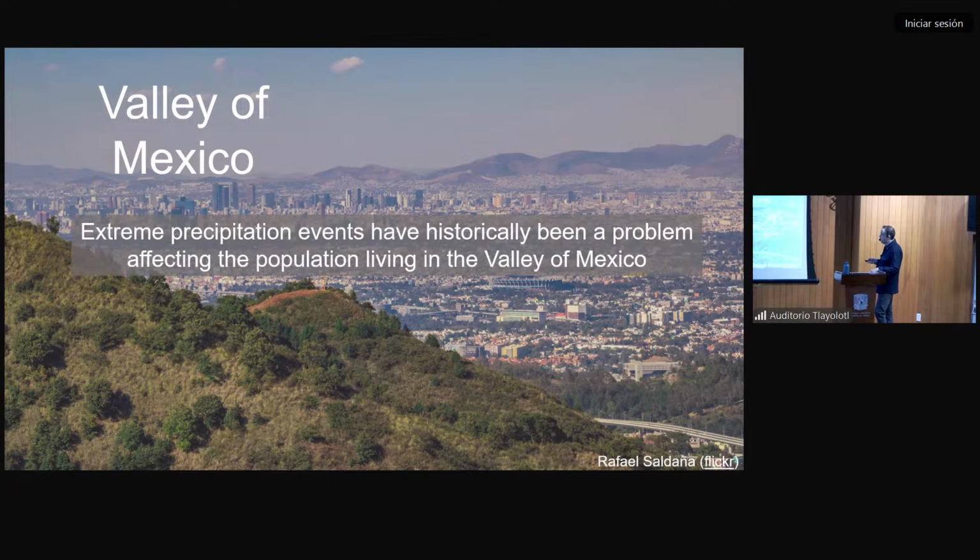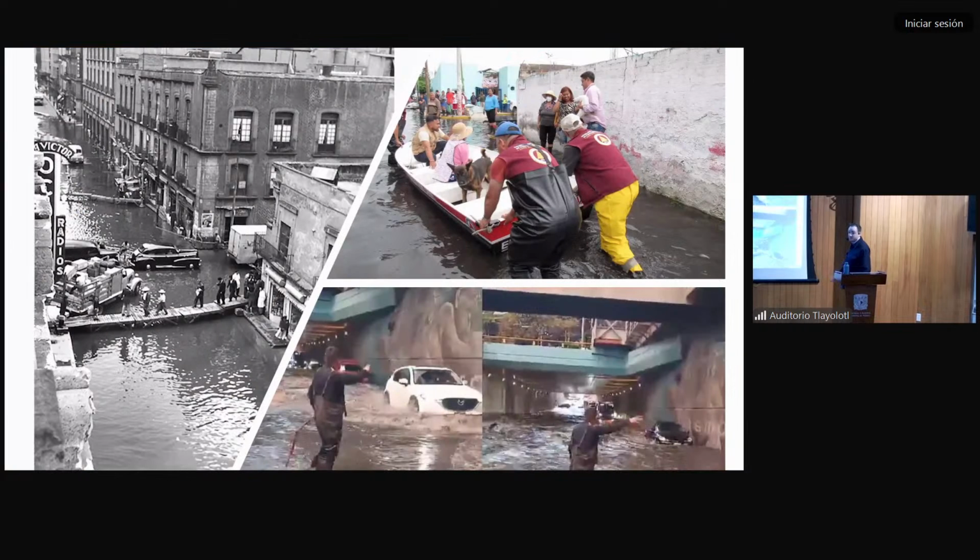And we have very strong precipitation events that create a problem for this population, because every time it rains, we get flooded. And it's actually very logical, because we are in a lake. So the city forgot the lake, but nature doesn't forget that here there is a lake. So we have a lot of problems with flooding, 100 years ago, but also today. These are pictures from last year's floods here in Mexico City.